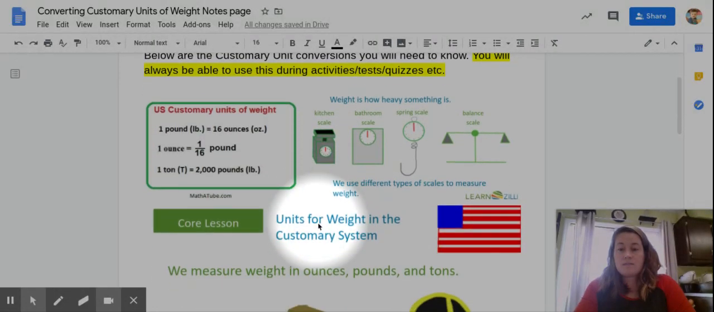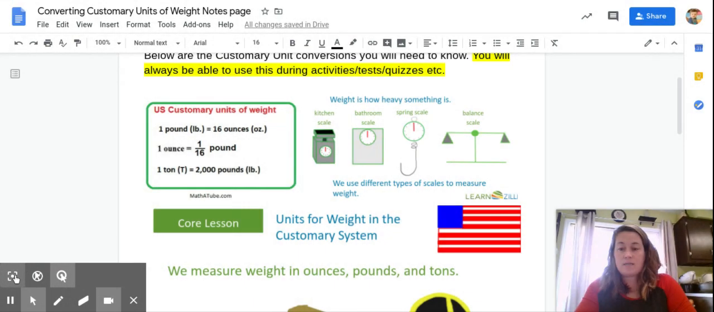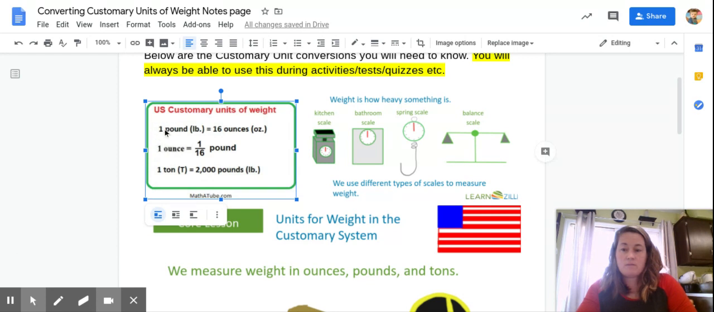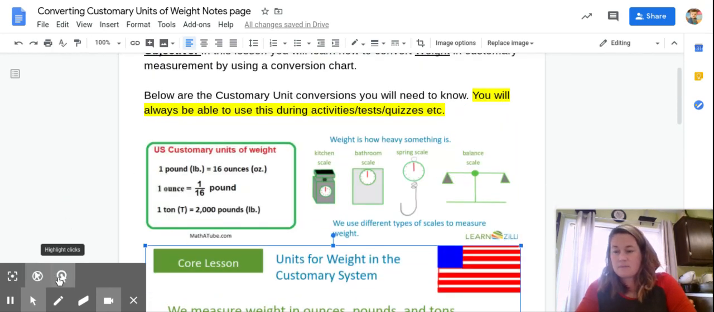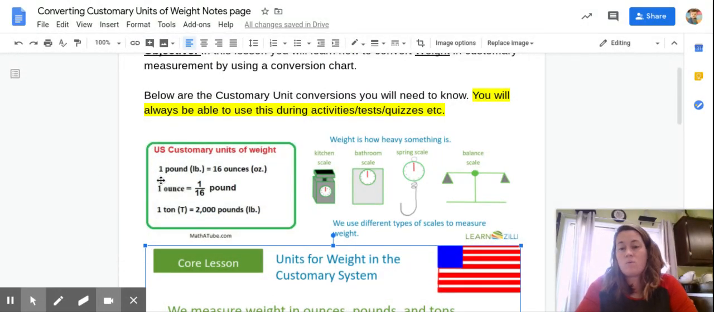So here, let's look. The units that we're going to be dealing with: 1 pound equals 16 ounces. Sorry, I'm playing around with the tools here. All right. So 1 pound is 16 ounces. 1 ounce is 1/16 of a pound.